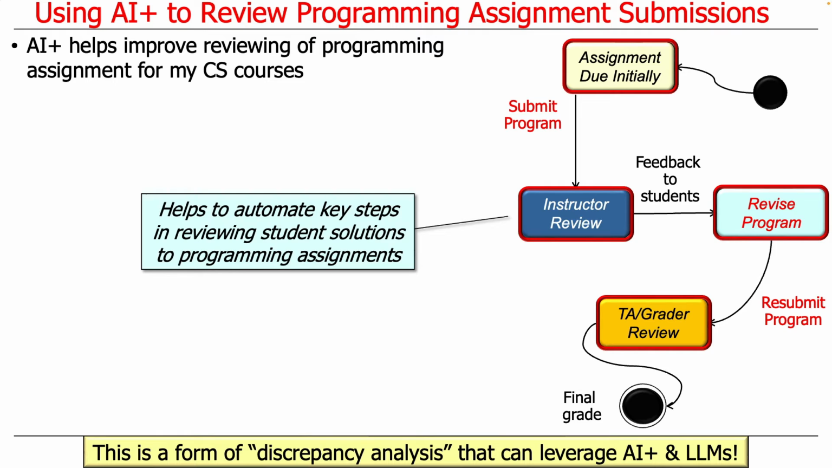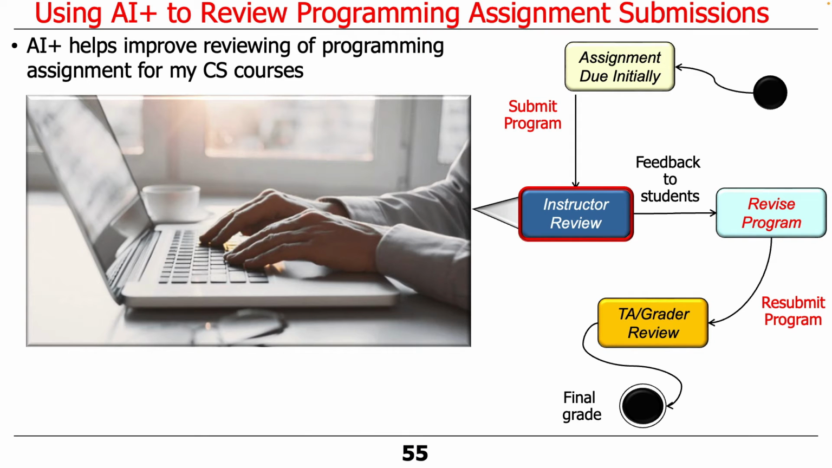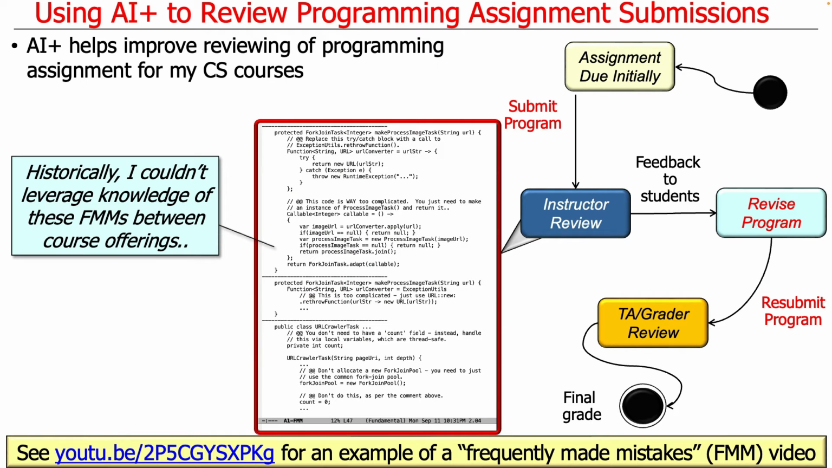So this is what we know as discrepancy analysis. I am looking at student solutions, trying to identify the right solutions and the wrong solutions. And there are two dimensions. Sometimes people do things that are adding stuff that shouldn't be there, and sometimes people are doing things that should be there but they didn't add, or sometimes people put the wrong thing in. So there's a bunch of things where I'm looking for discrepancies. So I'm going to focus here on the instructor review portion of this process and show you what I'm doing.